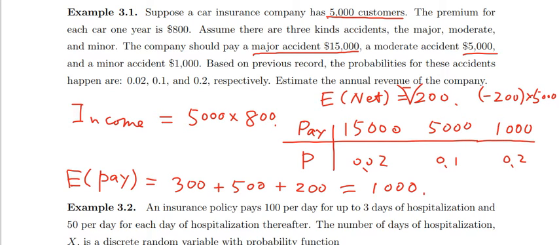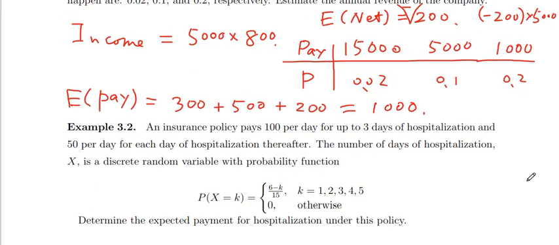Okay, so for this example, we can say the premium is too low, the company will lose money. So they should change the policy, right? They should set the premium to be at least 1,000.